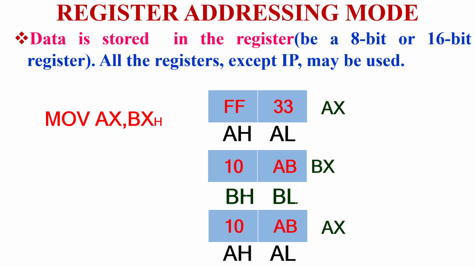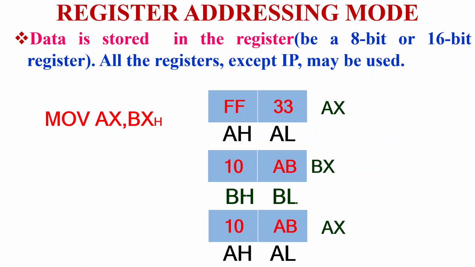The third addressing mode we are going to discuss is about the register addressing mode. Here the data will be directly stored in the register. It may be an 8-bit register or a 16-bit register. All the registers can be used in this type of addressing mode, but the instruction pointer we cannot use it, because you know that is meant for pointing the instructions.